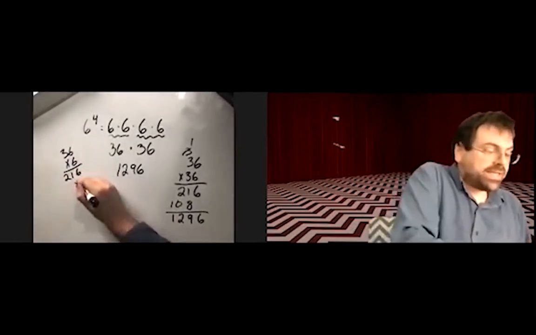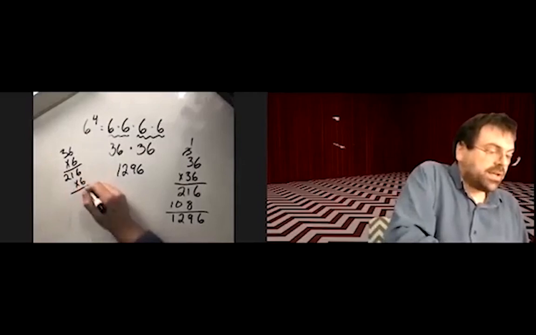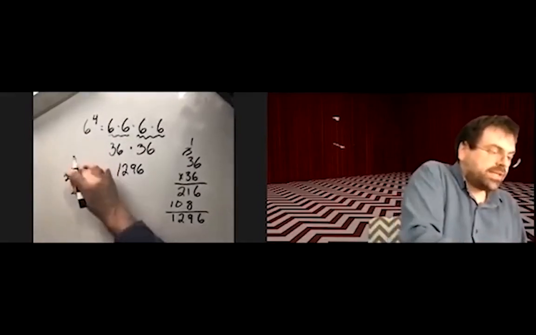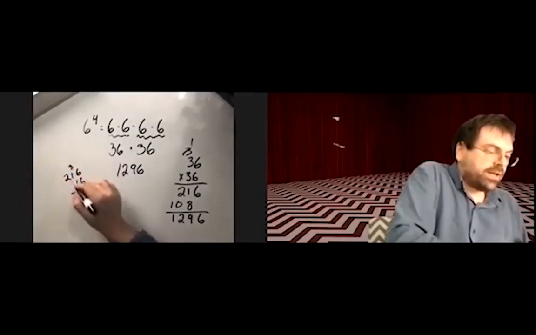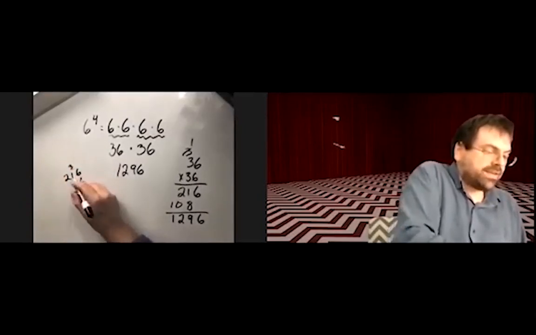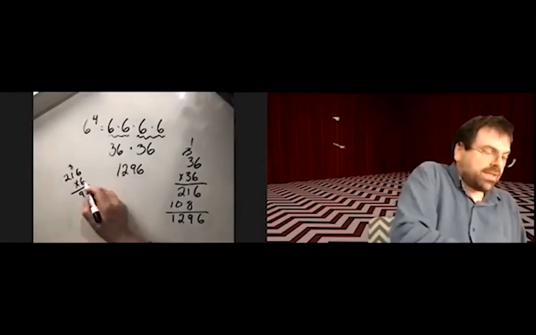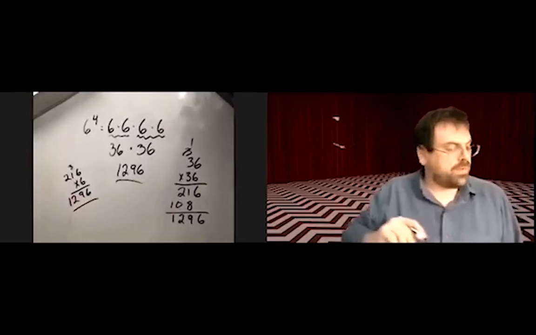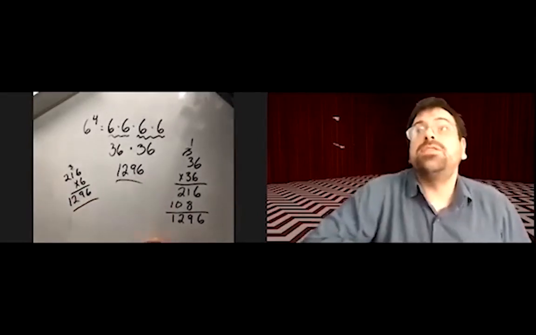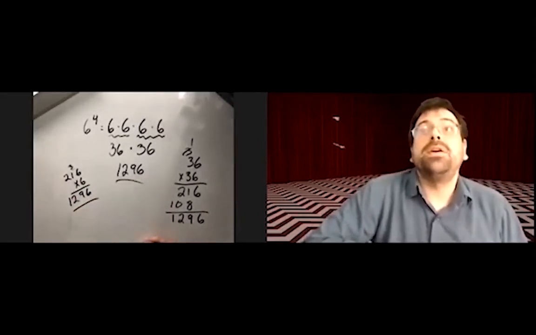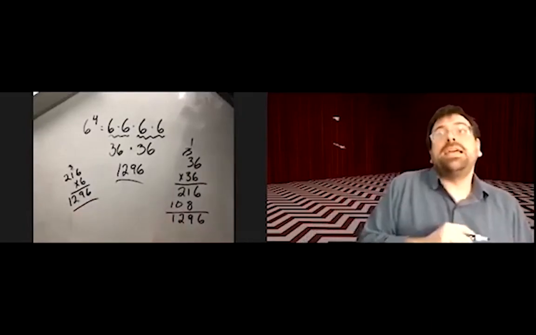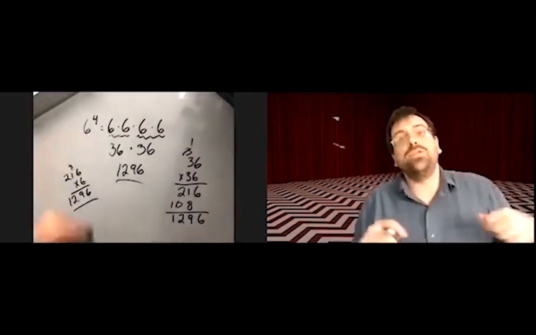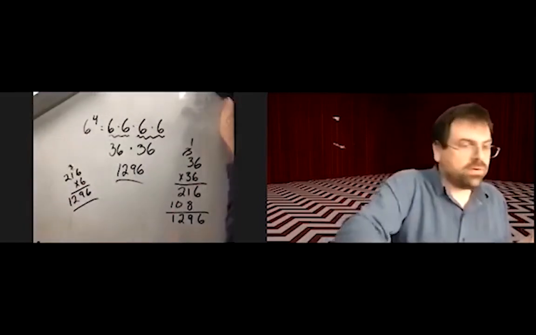And then 216 times 6, 36, carry the 3. 6 times 1 is 6, 7, 8, 9. 6 times 2, 12. 1,296. So you get the same answer either way, straight across or grouping 2 and 2. So that's a little trick you can do with the fourth power.